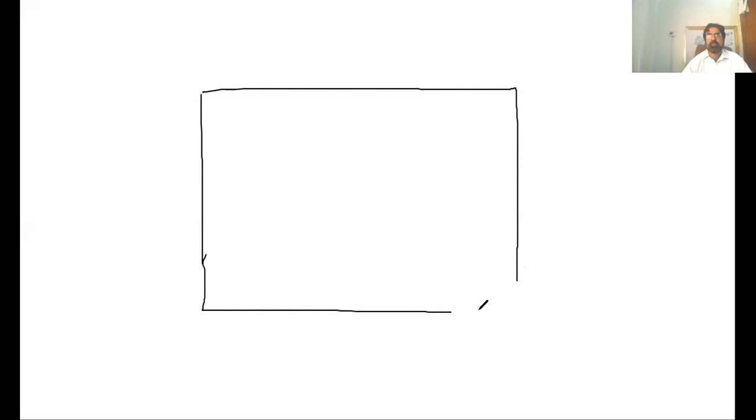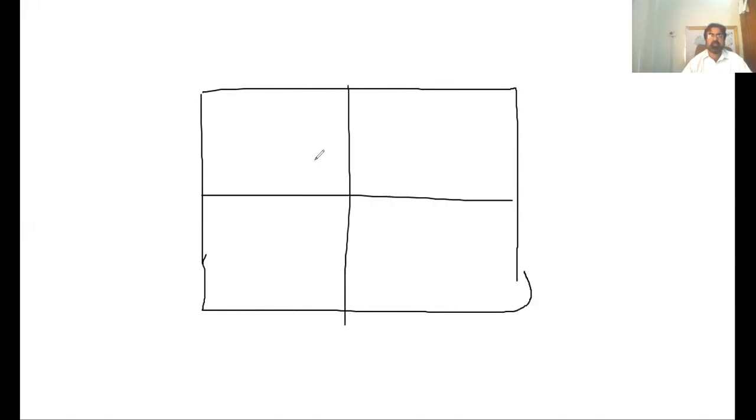So let me show you, explain it first on the board, and then this is a table which has 4 cells. Here we write the null hypothesis is true, and here we write the null hypothesis is false.